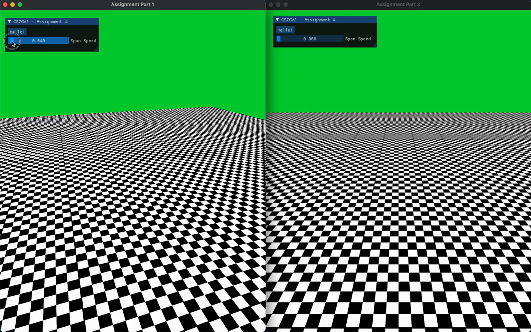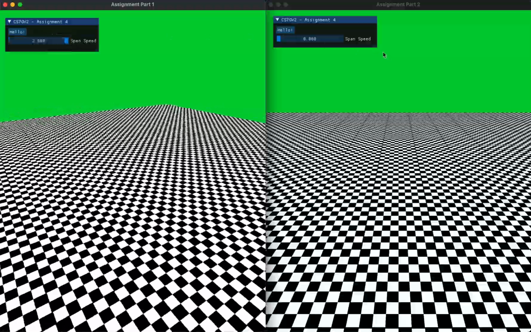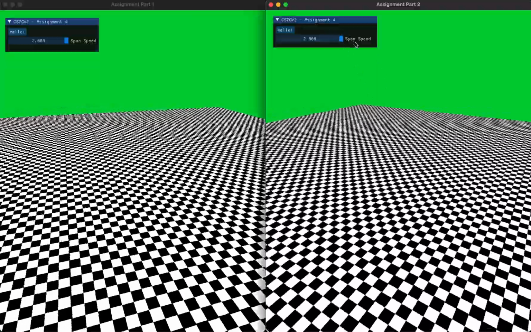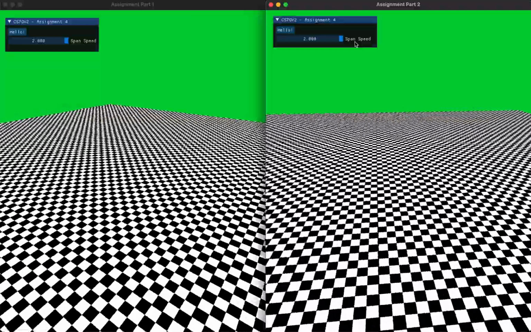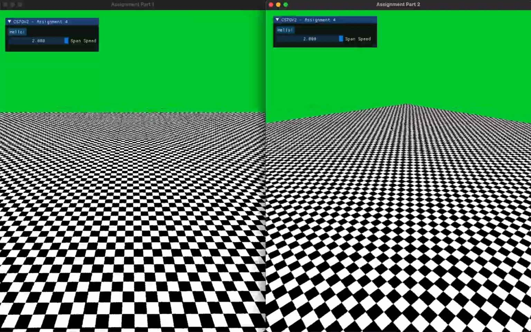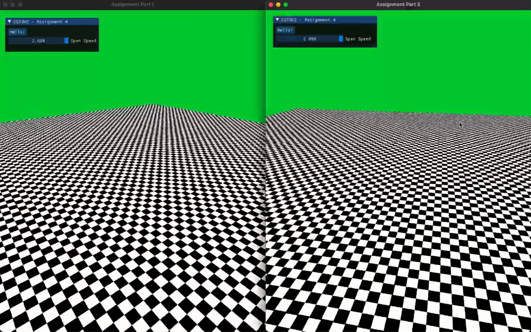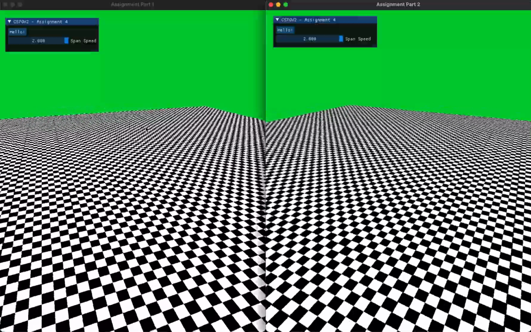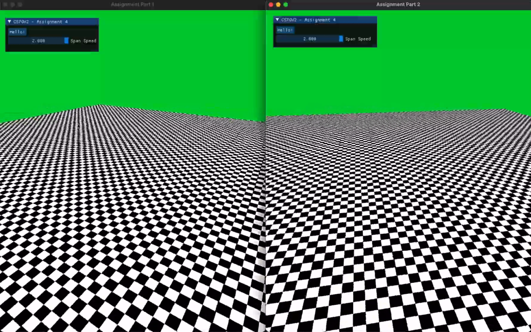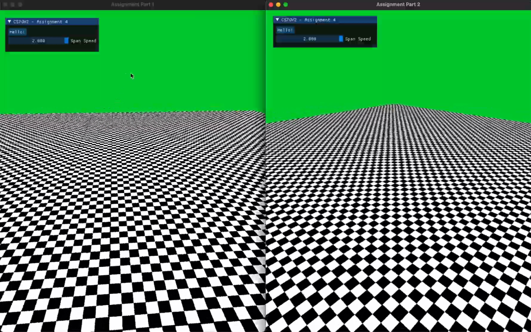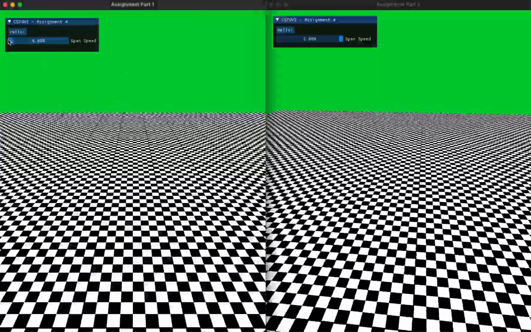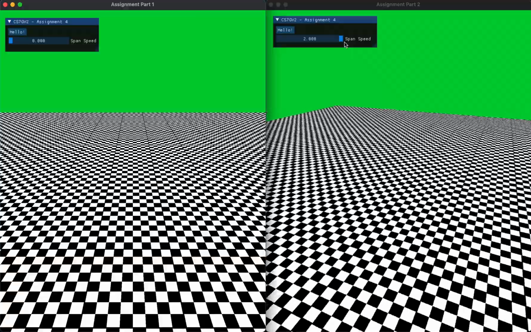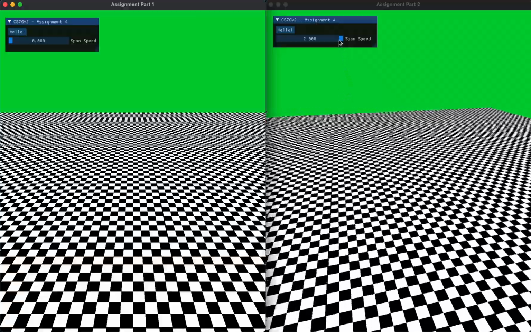So let's compare them together to see the real difference between these two. You can see even with the fastest spinning speed, it's still quite smooth when you look at this part. It's quite smooth, there is no moire pattern here. In the first one you may feel sick when you're watching for a long time, but this one makes you feel better because it's much smoother.